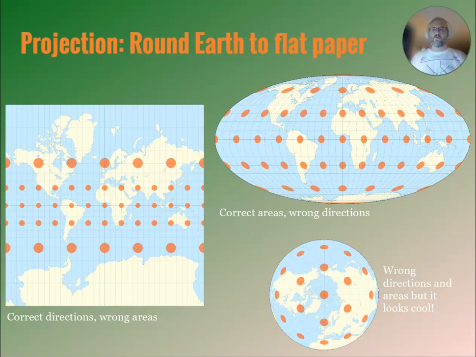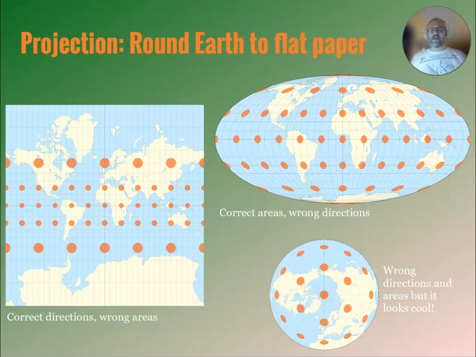Then in the upper right, we have an example of what we call an equal area map, where we keep the areas correct. But in order to do that, we have to distort the directions. So this particular one is called the Mollweide projection. You don't need to know the names of these projections for this class. You just need to kind of grasp the concept that each projection does some things well at the expense of other things.